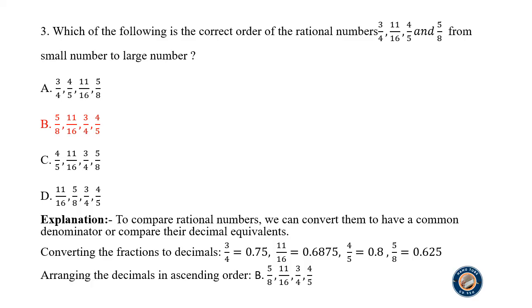To compare rational numbers, we can convert them to have a common denominator or compare their decimal equivalents. Converting the fractions to decimals, 3 over 4 is equal to 0.75, 11 over 16 is equal to 0.6875, 4 over 5 is equal to 0.8, and 5 over 8 is equal to 0.625. And hence, arranging the decimals in ascending order, it will be 5 over 8, 11 over 16, 3 over 4, and 4 over 5.